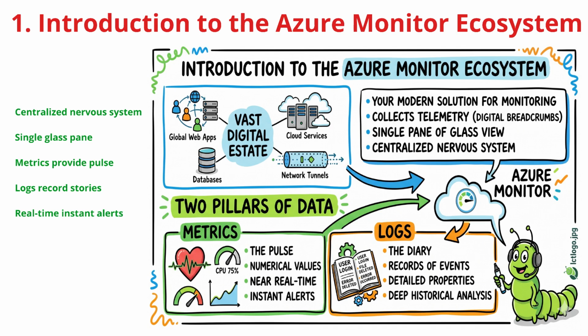We break this data into two main pillars. First, there are metrics, which act like a pulse. These are simple numbers like CPU usage that give you near real-time updates and instant alerts. Second, we have logs, which serve as the diary. These are detailed records of every event, like logins or errors, allowing you to look back and perform deep historical analysis to solve complex puzzles. With these two pillars, you're always in control.